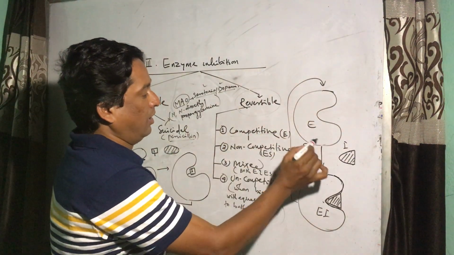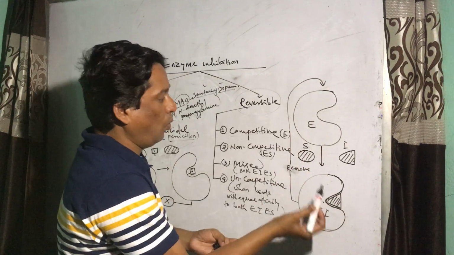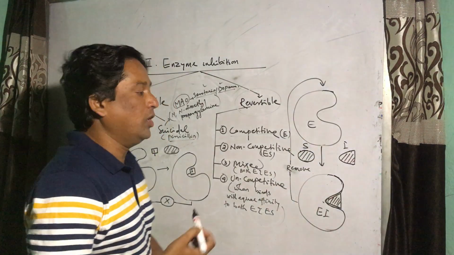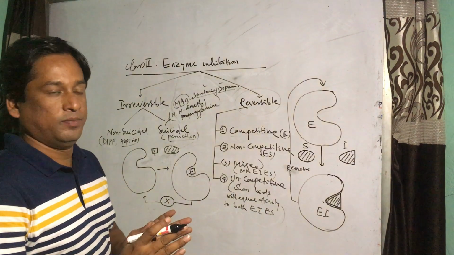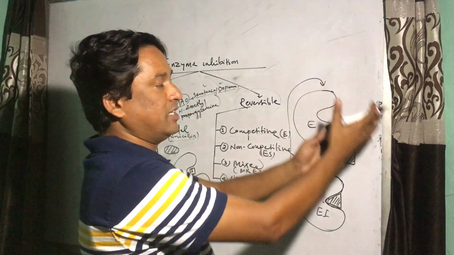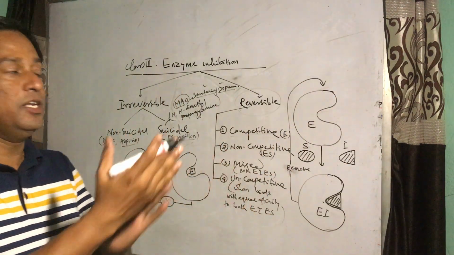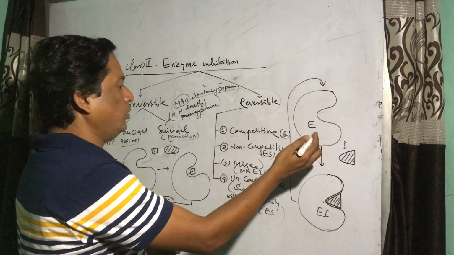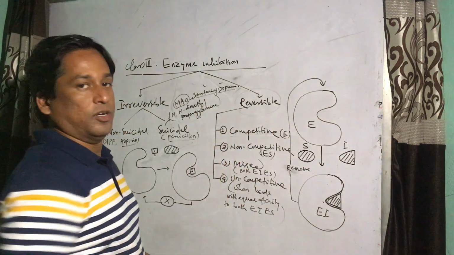They are in part or in whole analogous to the substrate in their structure, so that the active site doesn't distinguish which is the substrate and which is the inhibitor, and this leads to inhibition of the enzyme.